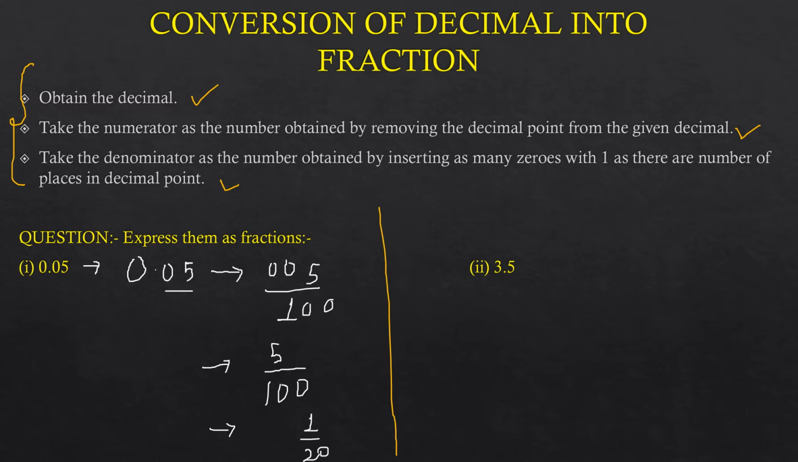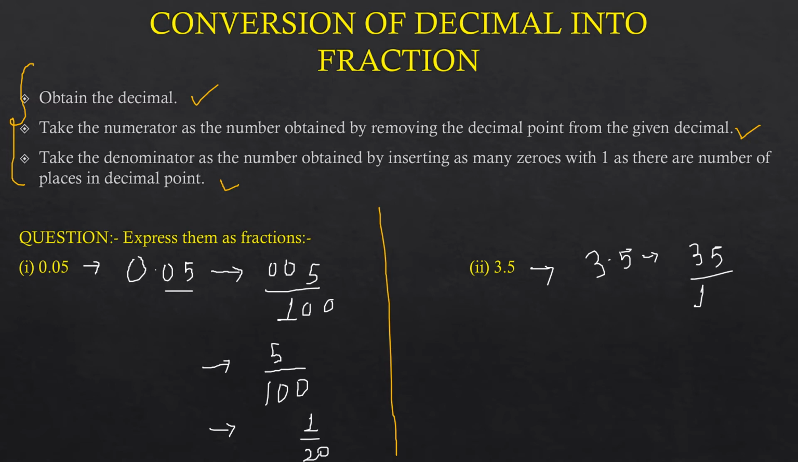In the second question, you are given 3.5. Obtain the decimal, that is 3.5. Then we will remove the decimal point. If we remove the decimal point, we will be left with 35, right? We can write it as 35 by 1.